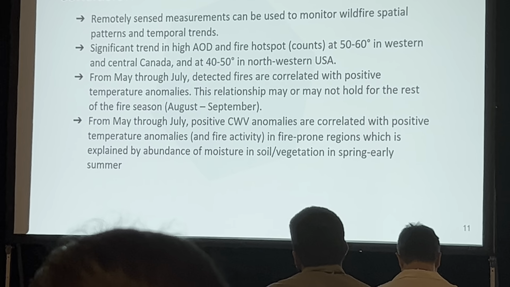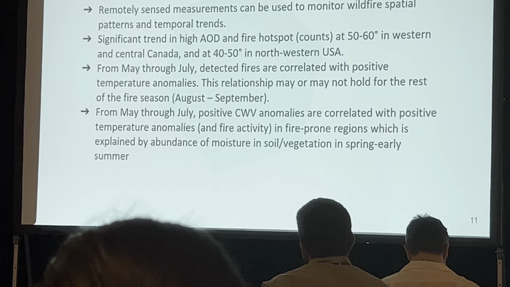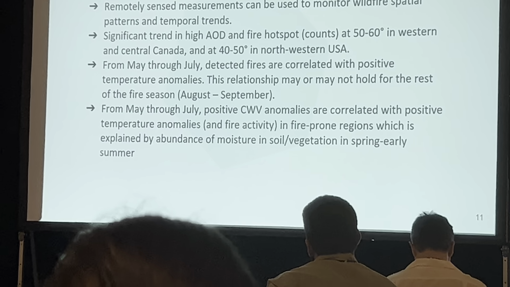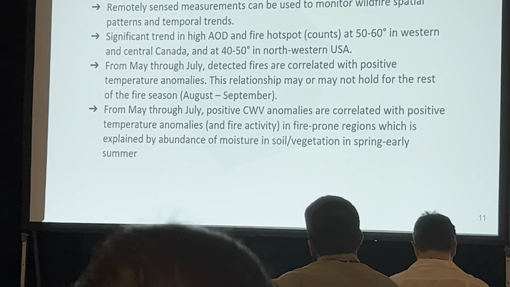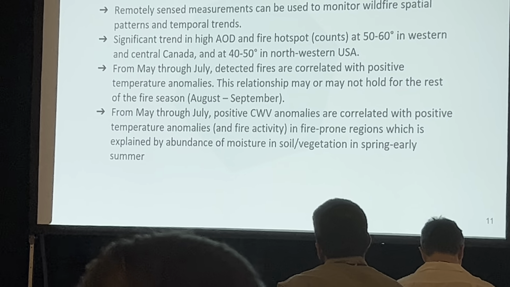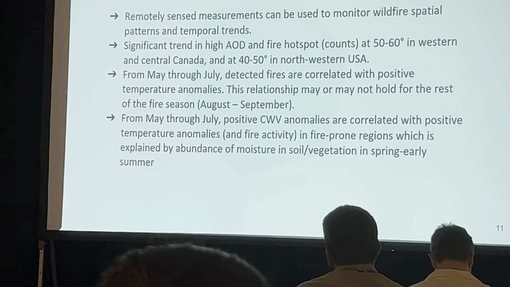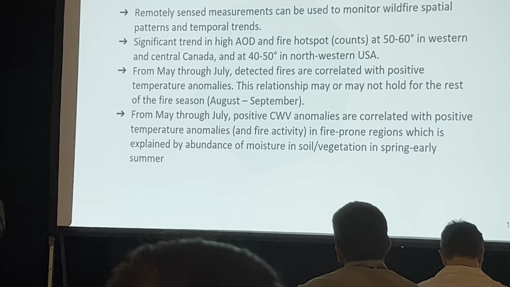We also found that in the same period from May to July, there is a correlation between the positive column water vapor anomalies and the positive surface temperature anomalies, and this is most likely due to the abundance of moisture in the soil and vegetation in the spring and early summer.